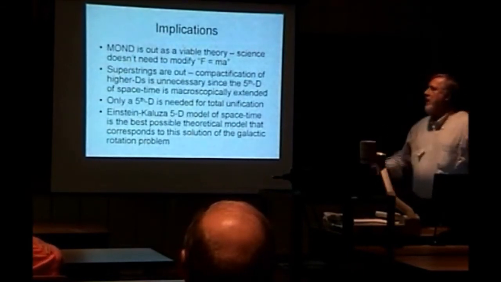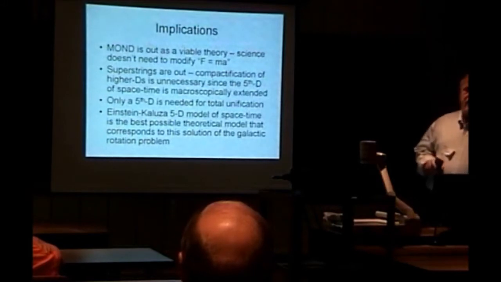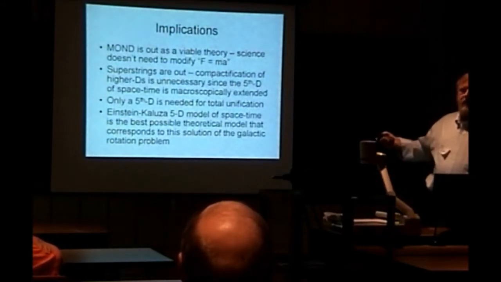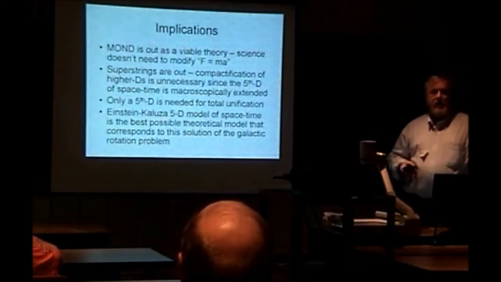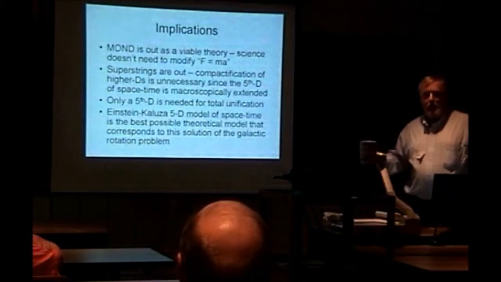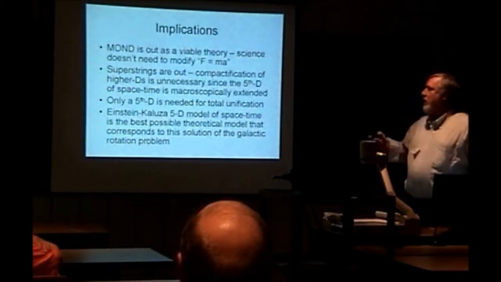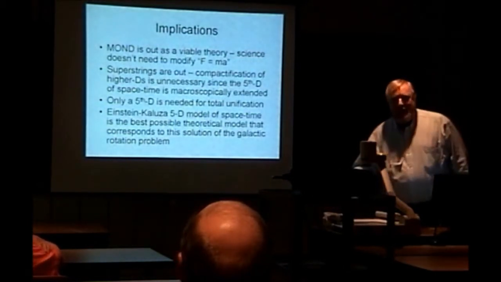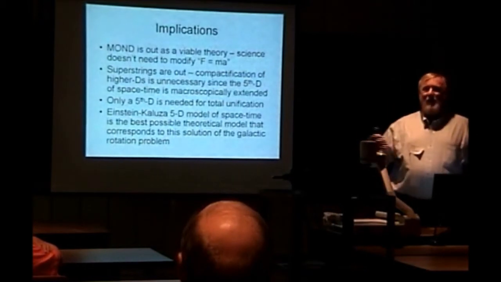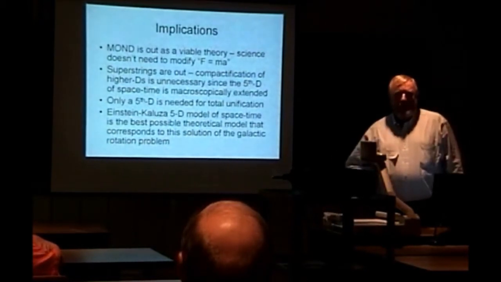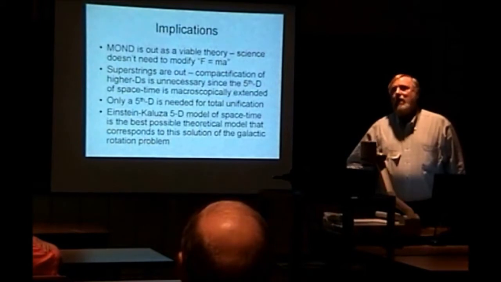Now, implications. Modified Newtonian dynamics is out. We don't need to modify F equals ma to show the constant speed, although we do have to accept a physical fourth dimension to our normal space, which is even more radical. But I don't believe we should modify F equals ma because this is basically a gravitational problem. It is not a Newton's second law problem.